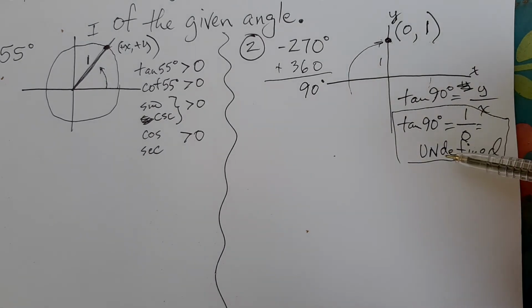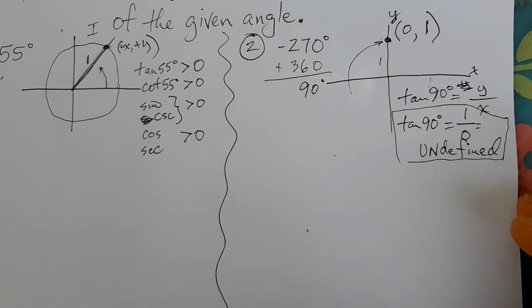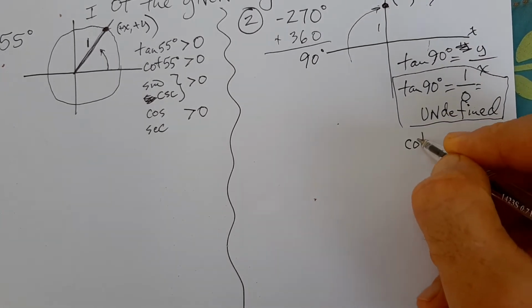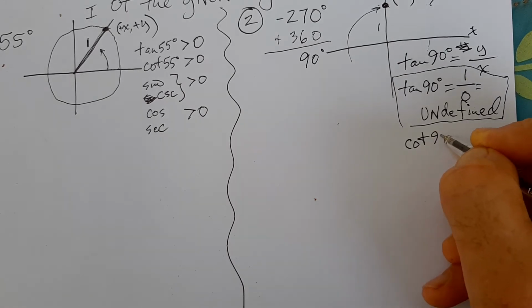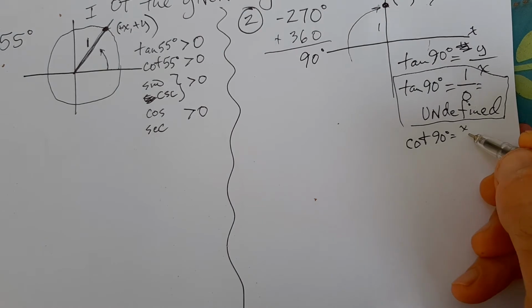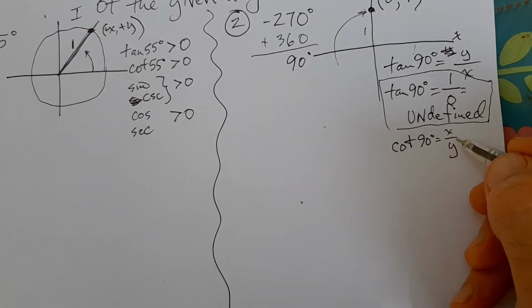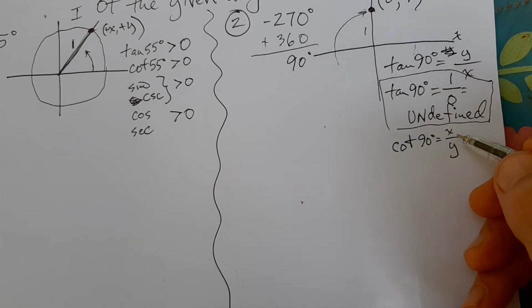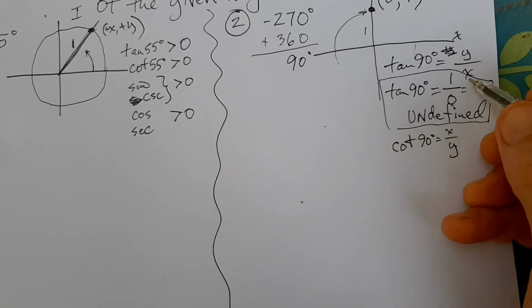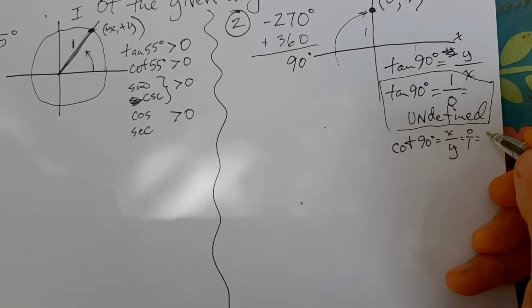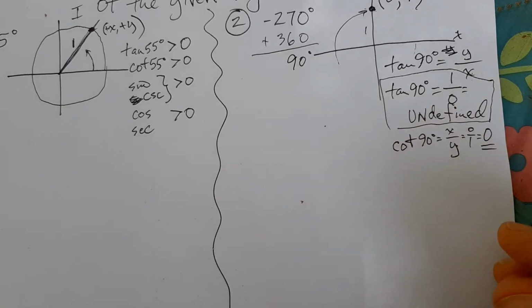So tangent is undefined, but you would think, oh, well, cotangent has to be undefined too. No, cotangent, remember, is x over y, the inverse of tangent. Tangent is y over x, opposite over adjacent. Cotangent is adjacent over opposite. Flip that one over. So that's 0 over 1. So cotangent is 0. All right?